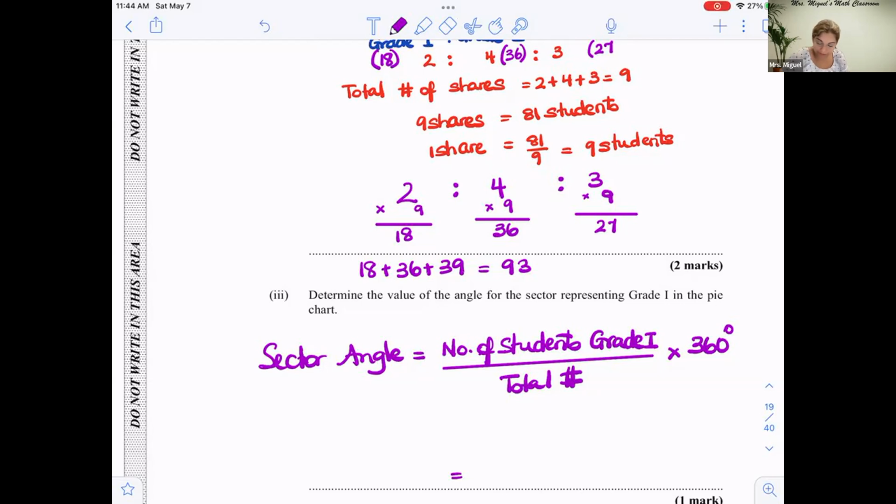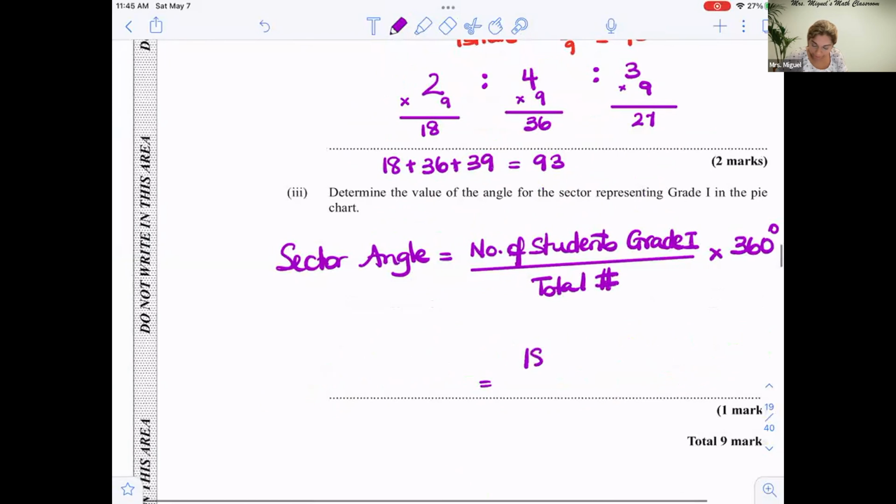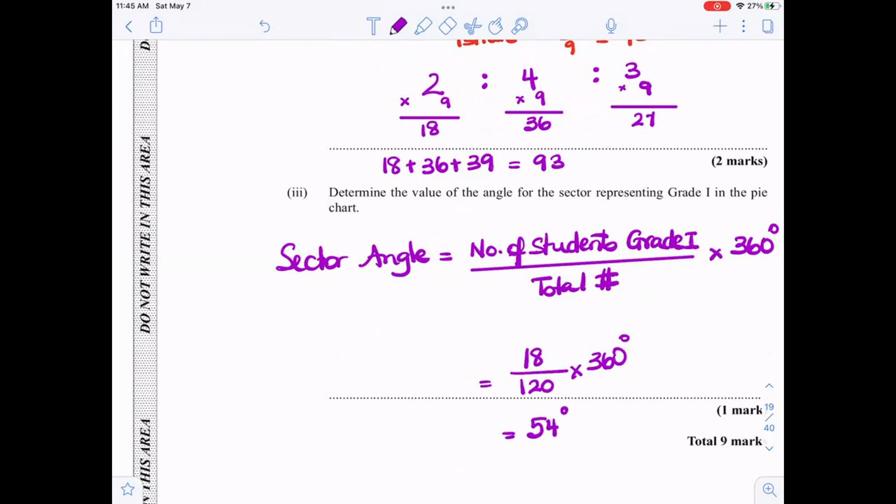All right, so you are supposed to put 18 over 120 multiplied by 360 degrees, and the answer is 54 degrees. Did you all get that? Yes, miss.